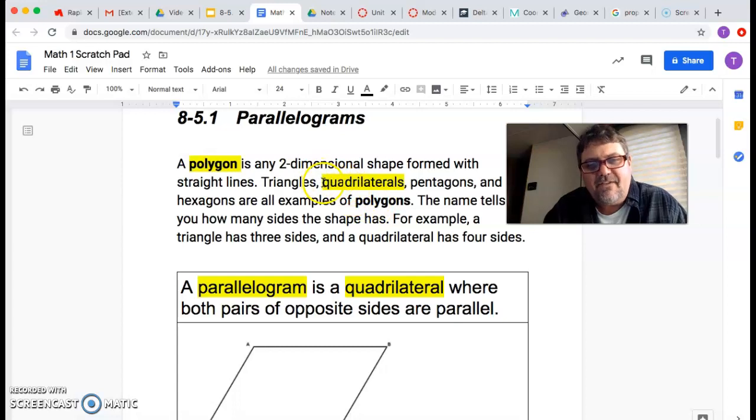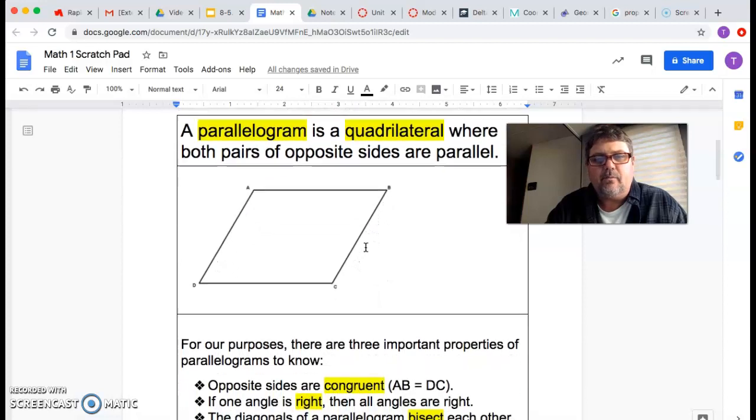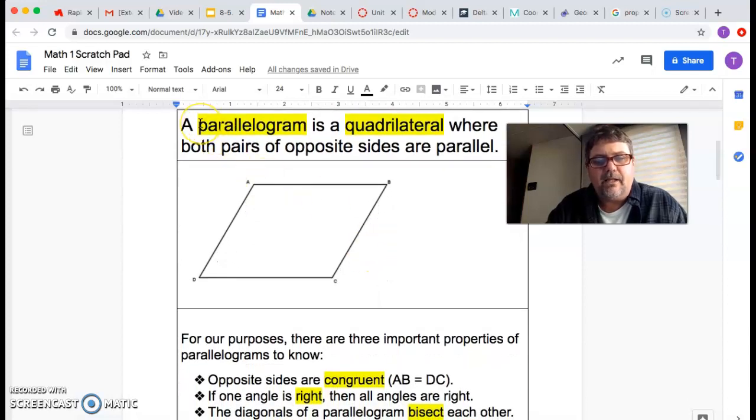So specifically, I highlighted quadrilateral here because that means four sides. So polygons with four sides are quadrilaterals, and that's what we're going to be working with here. The name tells how many sides. For example, a triangle has 3. We all know that. A quadrilateral has 4. So the very beginning here, that's the definition of a parallelogram. A parallelogram is a quadrilateral. However, both pairs of opposite sides are parallel.